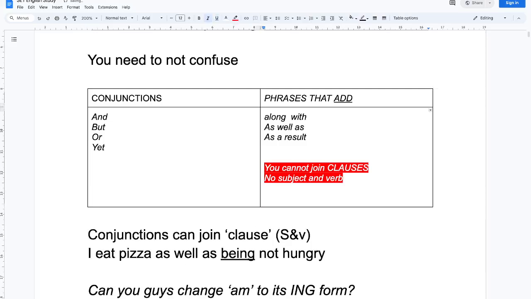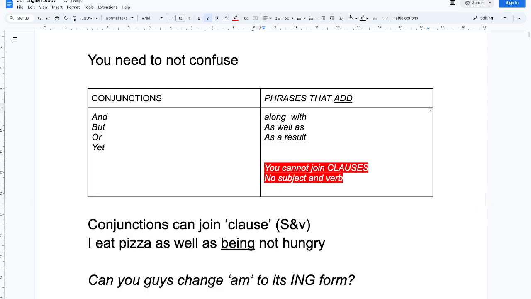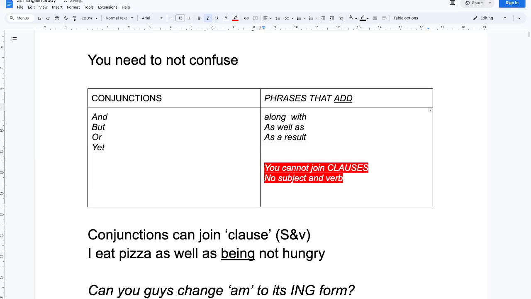So what you do with these phrases, guys, the rule is this. Okay, let me just copy paste this so I don't. Simple rule, okay? I'm going to paste it here. Oops.